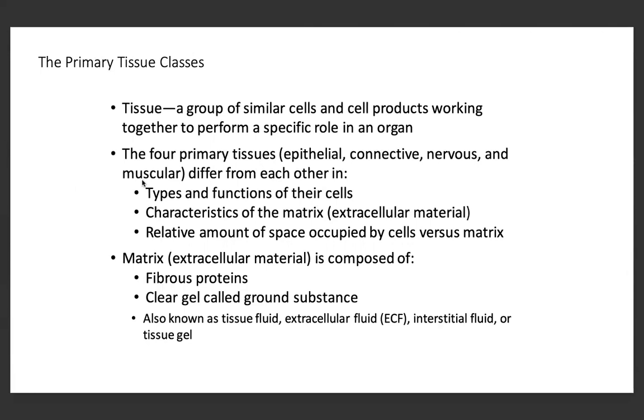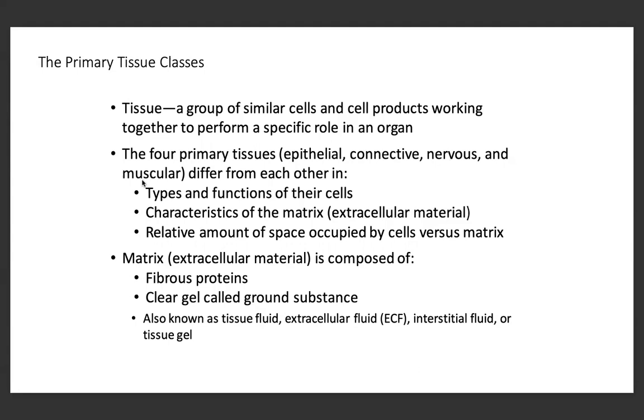A tissue is defined as a group of similar cells working together to form a specific role in an organ. And this is a great time to revisit the levels of hierarchy, the levels of organization of the body. This is what begins the microscopic realm. They are similar cells, each tissue, and so all the cells within epithelial tissue will look similar as one another. They will look different from that of connective tissue and nervous tissue and muscular tissue.